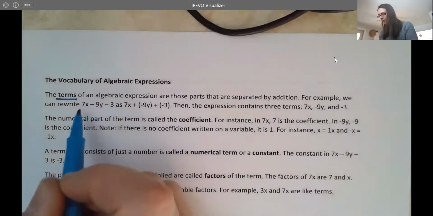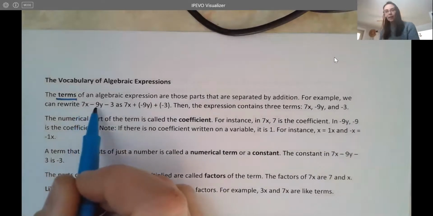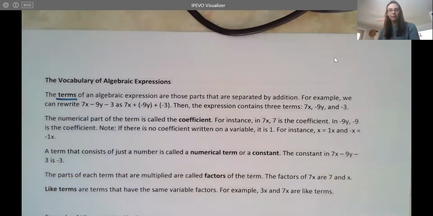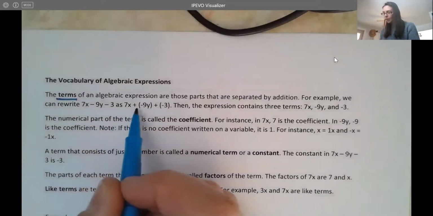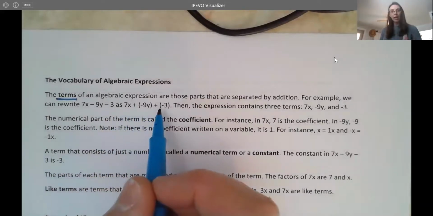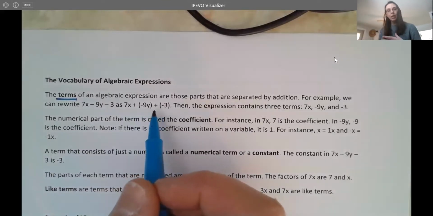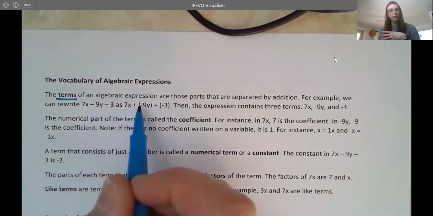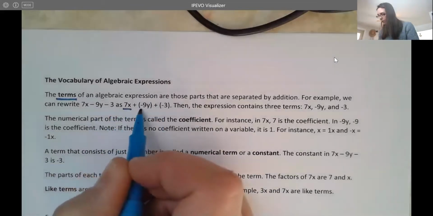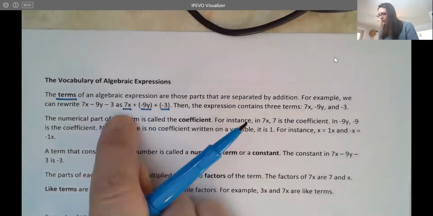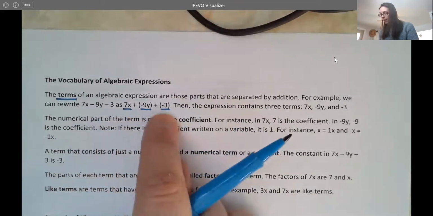For example, let's say we have the expression 7x minus 9y minus 3. We can rewrite that as 7x plus negative 9y plus negative 3. So subtraction and adding a negative are the same thing. We can change those over just to make it a little bit easier to see those terms. So we have three terms here, 1, 2, 3: the 7x, the negative 9y, and the negative 3.